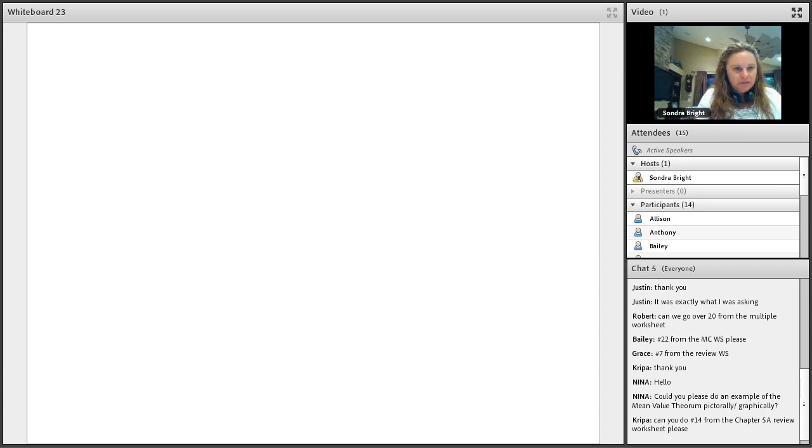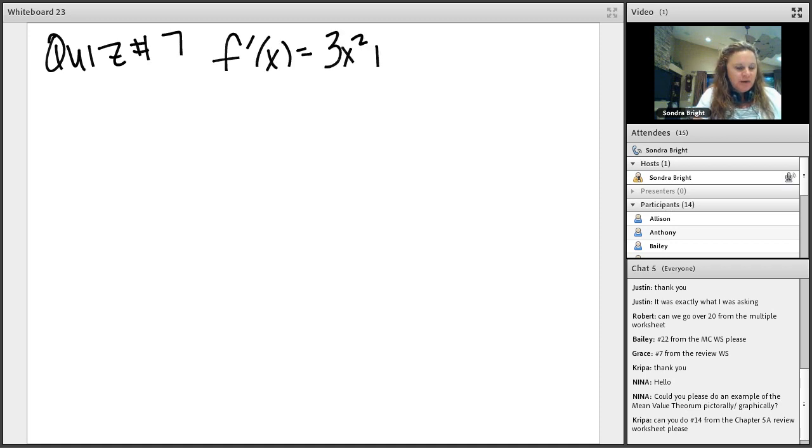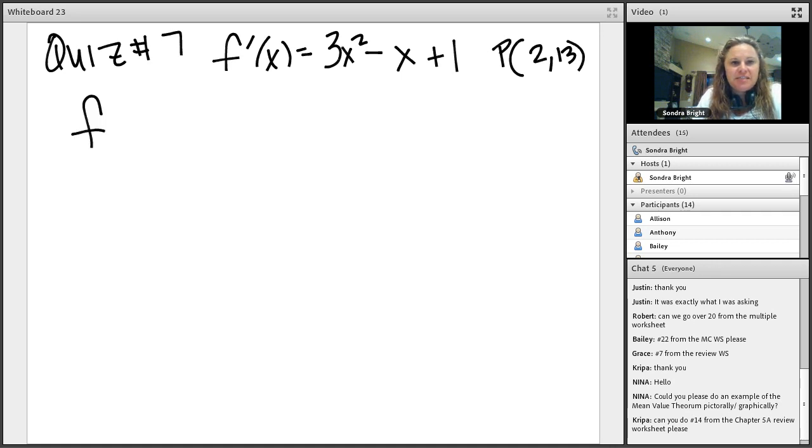All right, quiz number 7. Find the function with the derivative 3x squared minus x plus 1 and passes through the point (2, 13). All right, so this is the antiderivative question with the c, right? That you need to find the actual c value.